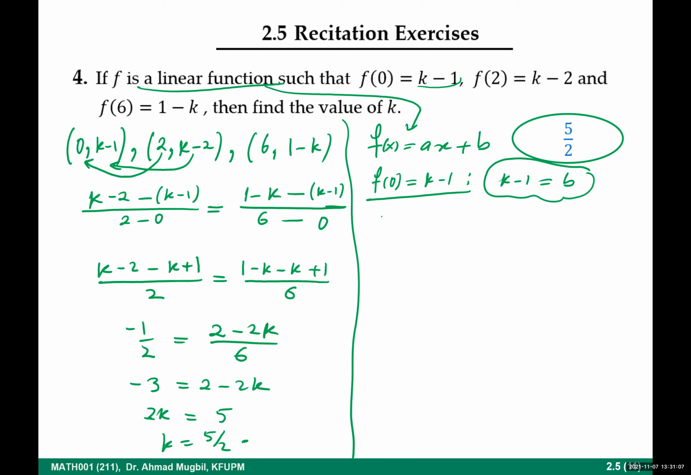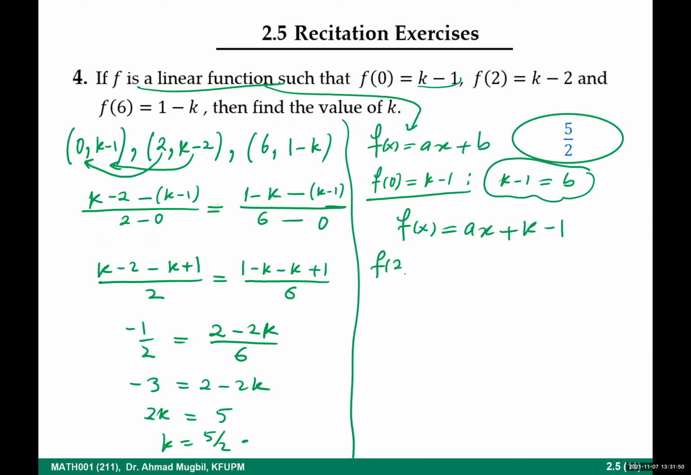Excellent. Now, from the second point, f at 2 equals k minus 2, what will we have? We may have a or k, one of them. Let's put k minus 2 instead of the value of the function, and instead of x, we will put 2. So it will be 2a plus b. What is b? b is k minus 1. We have it already. Are you with me? Yes. Now, before we continue, I am looking at some people, they are wondering why. So let's update our function. f of x will be ax plus k minus 1. Is that right? Yes.